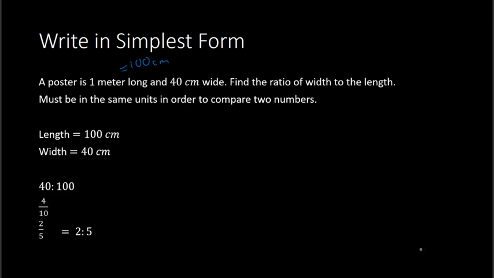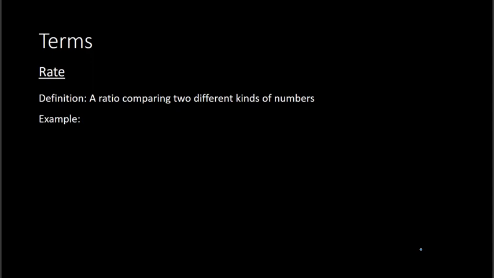Now a special kind of ratio we have is called a rate. A rate is a ratio that compares 2 different kinds of numbers. So for example, maybe miles per hour would be one type of rate. So here we have our first example, 100 miles over 2 hours. So we are comparing 2 different things, miles and hours.